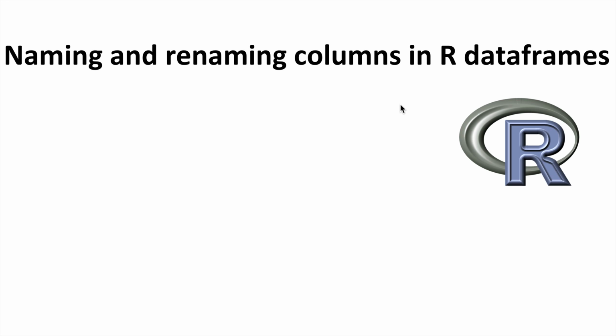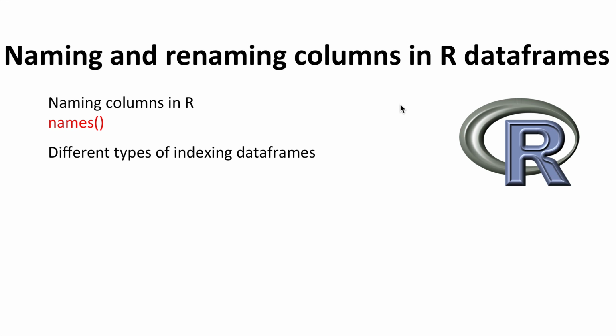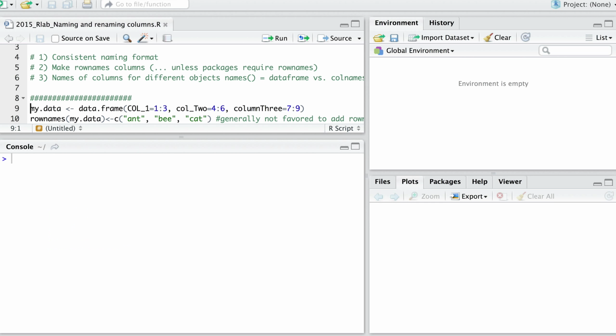Today we're going to be talking about naming and renaming columns in R data frames. The simple function that we use to do this is names, and this tutorial will mainly focus on different ways that you can index data frame columns to more efficiently apply the names to either a whole variety of columns, a specific subset of columns, or one column in particular. We'll also introduce you to a couple of other functions like paste, gsub, and row names that you might find useful as well.